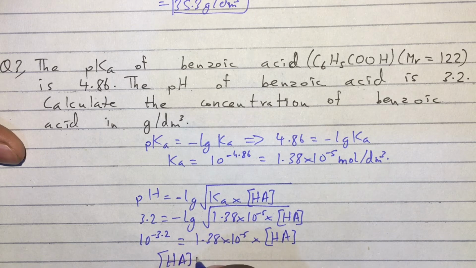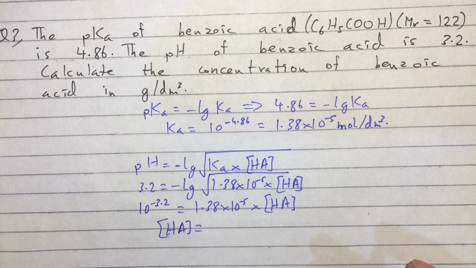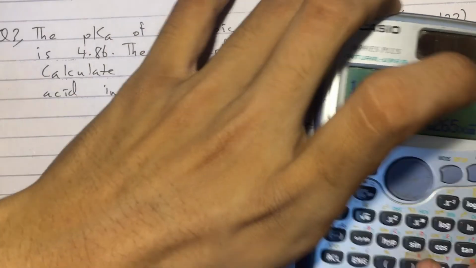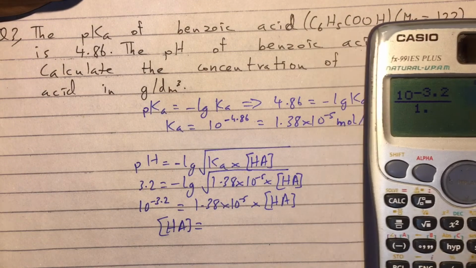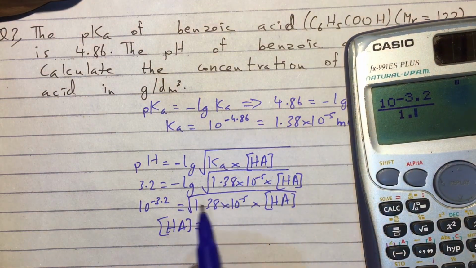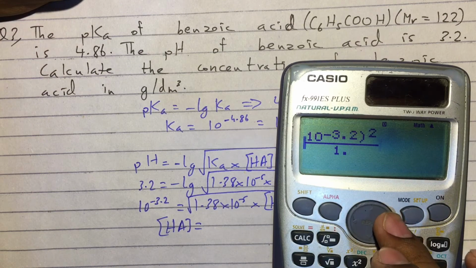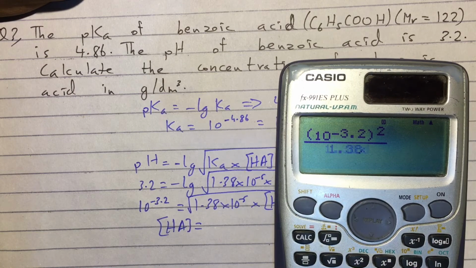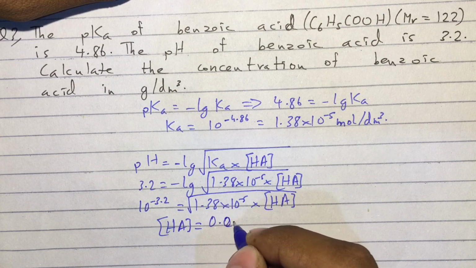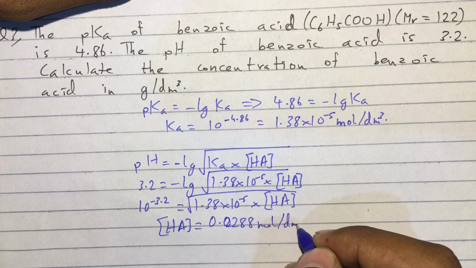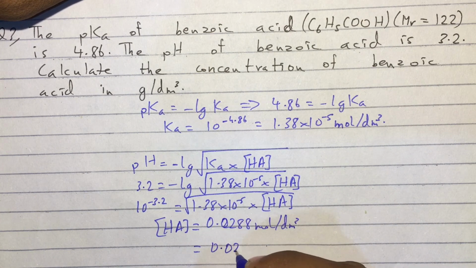So acid concentration is coming equal to 10 power minus 3.2 upon 1.38 times 10 power negative 5. This will be root, so when we shift the root to that side, it's basically squared over here. So this is 0.0288 mole per dm cube. To convert to gram per dm cube, multiply it with the MR. The MR is given as 122, so 0.0288 times 122 is 3.52 gram per dm cube.